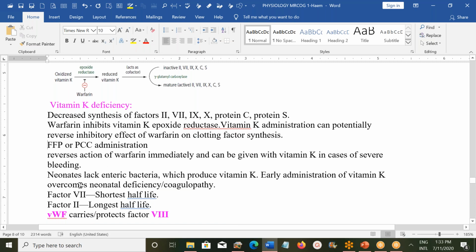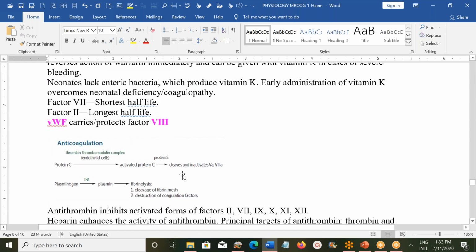And neonates lack enteric bacteria because their gut is sterile. The bacteria which are present in the gut of a person produce vitamin K. So the neonates don't have any enteric bacteria, so vitamin K is not produced. That's why once the baby is born, we have to give them vitamin K.